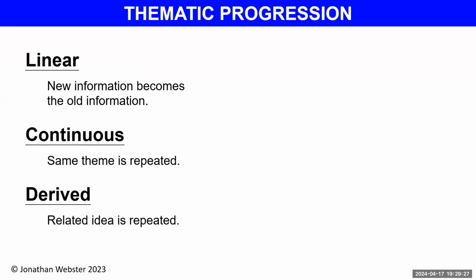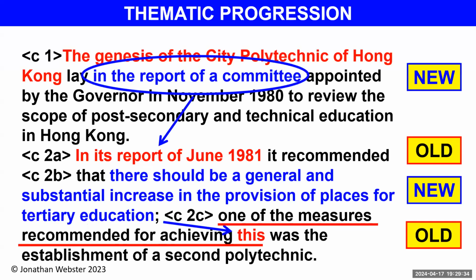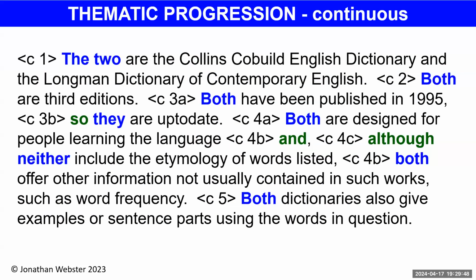The choice of theme as it proceeds through the text. What is the thematic progression? Is it linear, where how you end one sentence, the focus, the new information, becomes the old information, and how you begin the next clause? Or is it continuous? You keep repeating the same thing as theme.